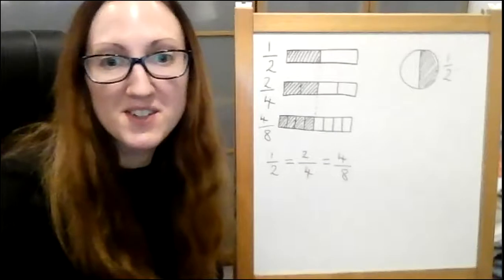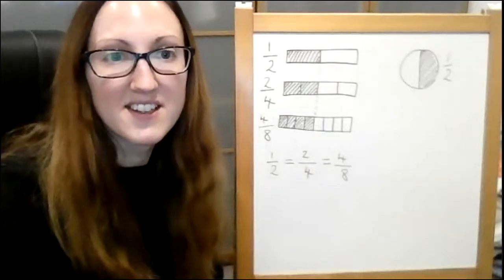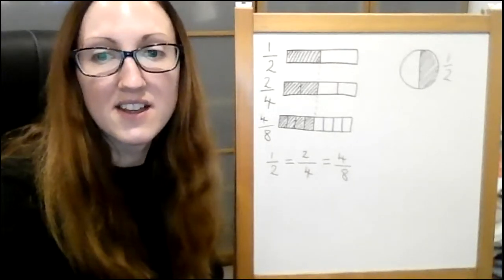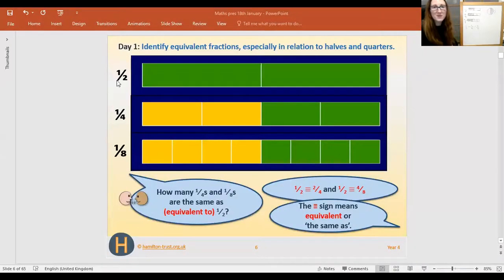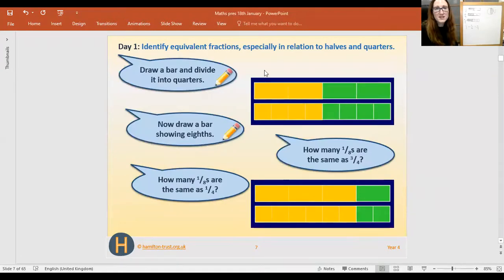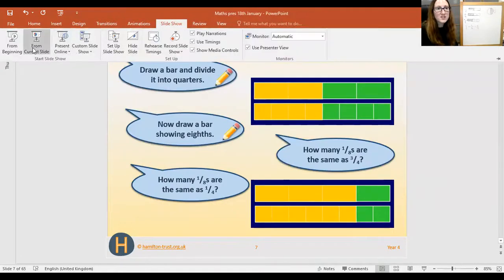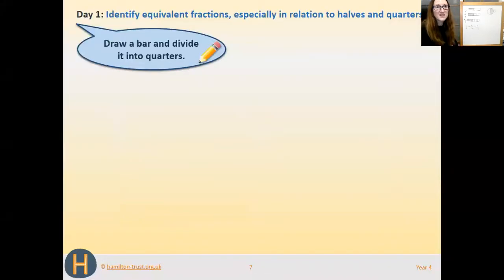Okay, let's go back to those slides. There we go. Okay, so we've now worked out how many quarters and eighths are the same as 1/2. Okay, we know that 1/2 equals 2 quarters and 1/2 equals 4 eighths. The equal sign means equivalent or the same as. Fantastic. Let me just go onto my slideshow. Brilliant. Okay, here we are.